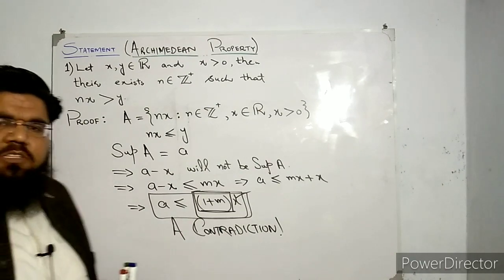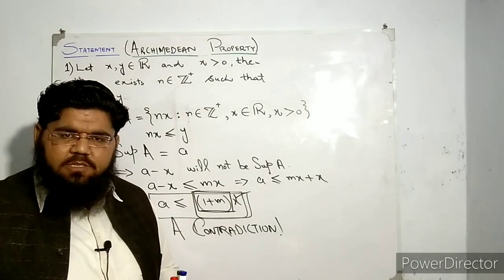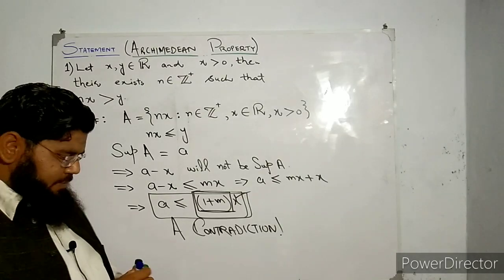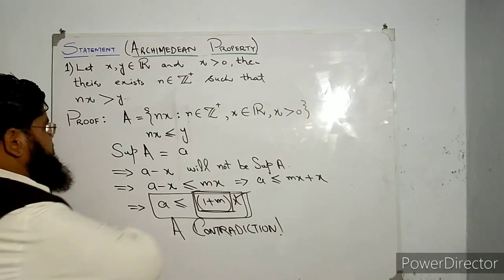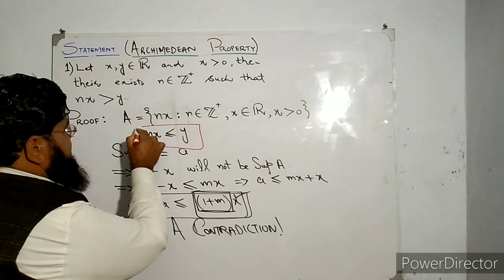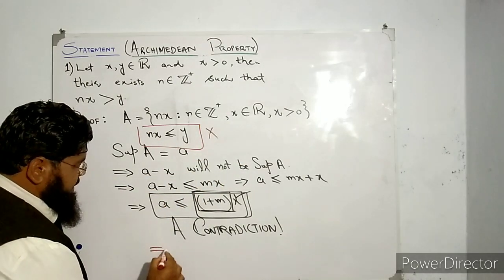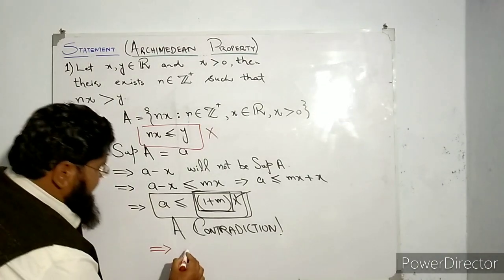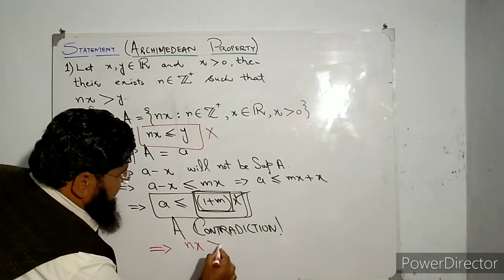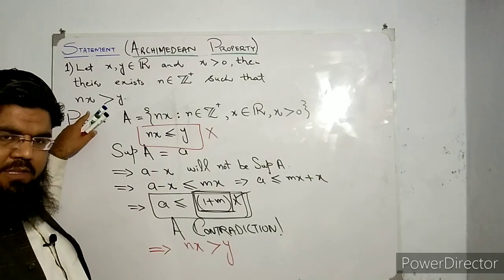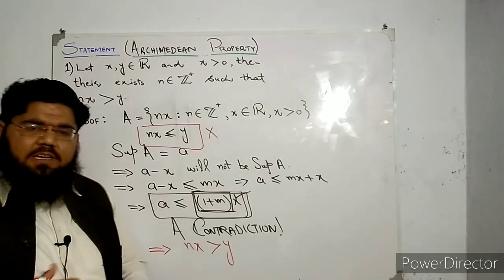And this contradiction finally helps us to understand that the supposition that we have made here, I am talking about this supposition, is actually wrong, and finally we can conclude that nx is greater than y, as required. Okay, so this completes the proof.